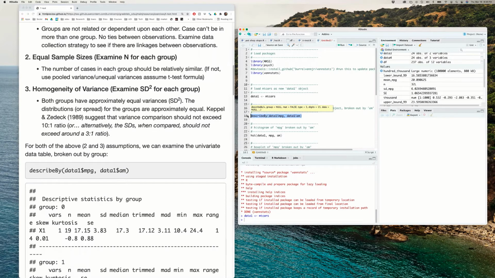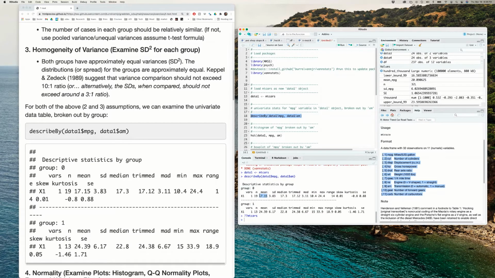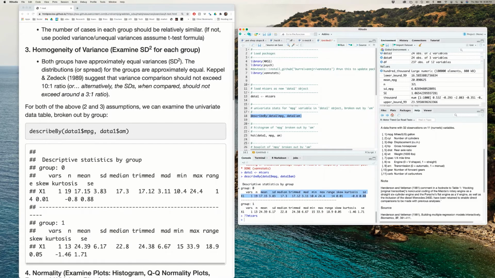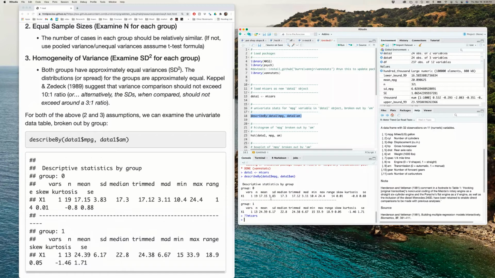So we calculate this, describe by, and we get these descriptive statistics. What this is telling us is for group 0, automatic cars have a mean MPG of 17.15. Basically what we're finding here is that automatic cars are less fuel efficient than standard cars, than stick shift or manual cars. What we're trying to figure out is homogeneity of variance and equal sample sizes. So N for automatic cars is 19. So there are 19 automatic cars in this data set and 13 manual cars. For me, that's close enough, right? 19, 13, there's not much of a difference. So that's good.